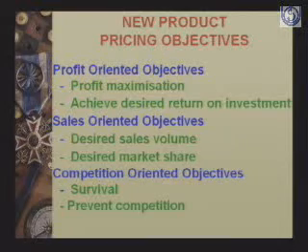So once you estimate the demand and the cost at different levels, you fix the price at which the company gets the maximum profit. So your basic attempt is to get the maximum profit. Similarly, within the profit oriented objective, there is another approach: achieve desired return on investment. So one is profit maximization, another one is you want to achieve maybe 30% profit or 50% profit, like that.